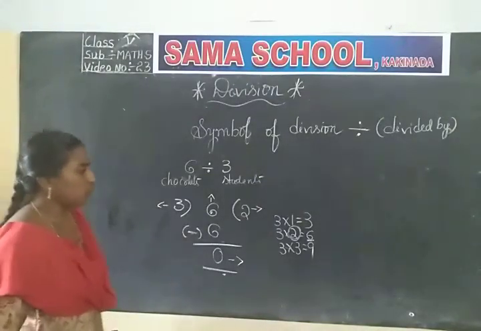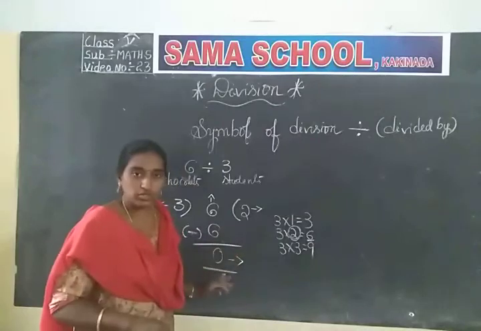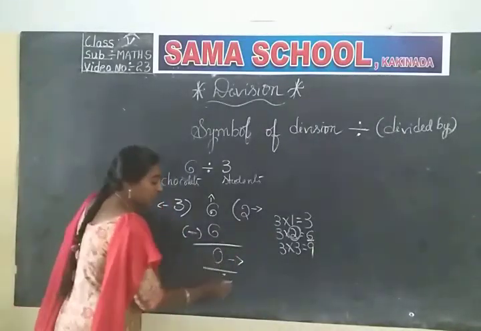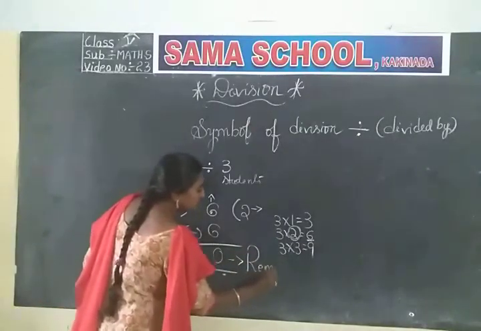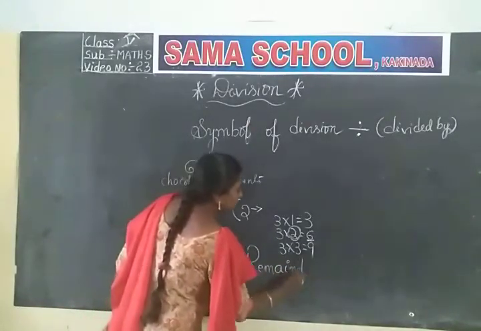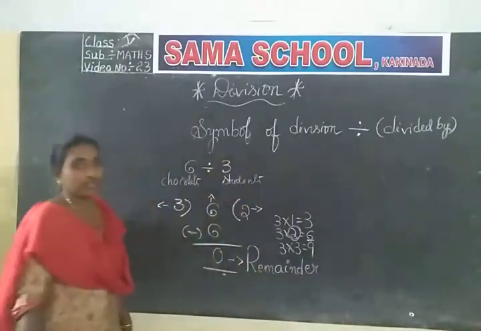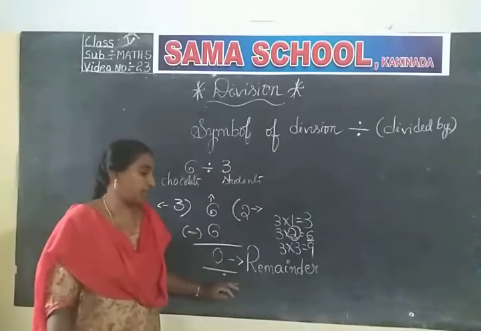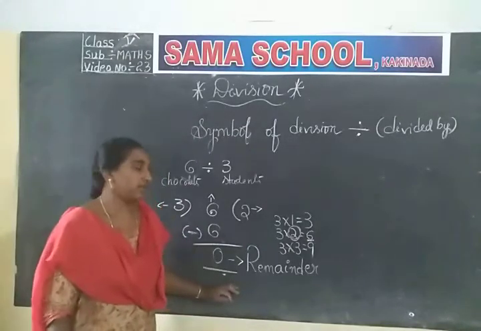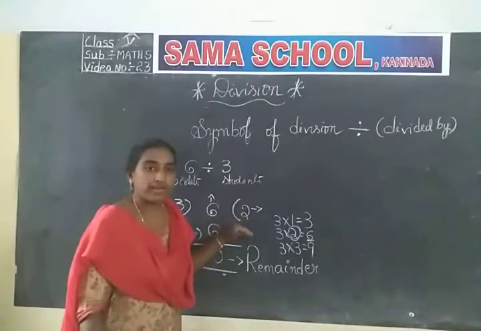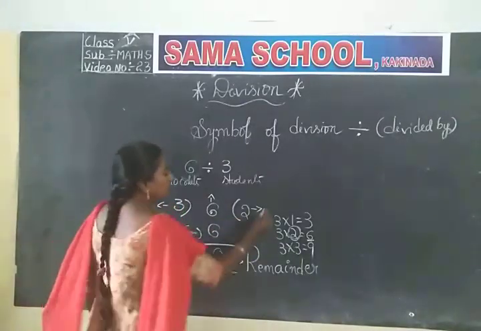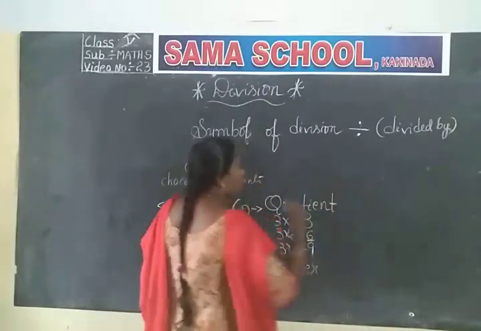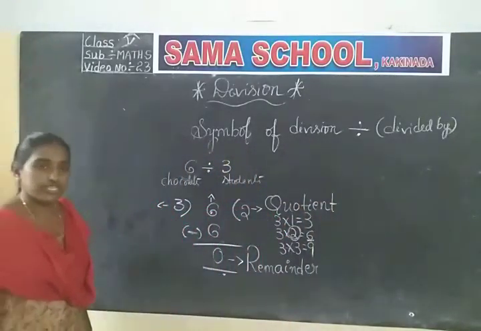I hope you know very well about these terms. Right children? This is the leftover number after doing division. This is known as the remainder. What is left over after doing division is known as the remainder. Of course, you know very well about this remainder. And what is the answer we got after doing division? This answer is called the quotient. Right children? Quotient.